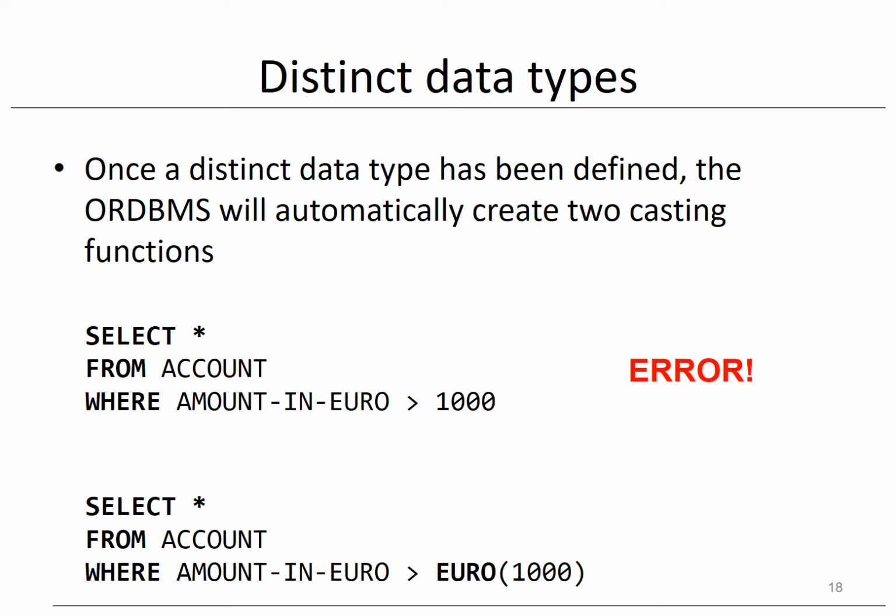This query will not successfully execute and an error will be thrown. The reason is because we have a type incompatibility between amount in euro, whose data type is euro, and 1000, whose data type is decimal. To successfully do the comparison, we should first cast 1000 to the euro data type using the ORDBMS generated euro casting function as follows: select star from account where amount in euro is bigger than euro 1000.